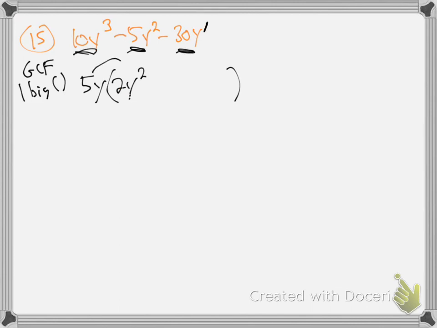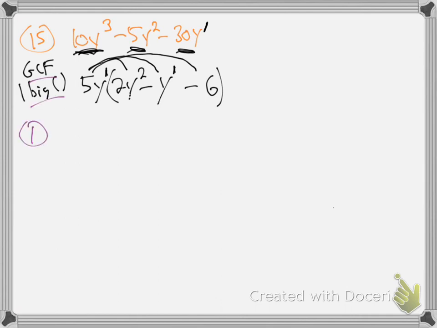2y squared, because 5y times 2y squared, right? Out front numbers multiply, powers add. That would go back to 10y cubed, minus 5y times y. The one power would add to be 5y squared. And 5y times minus 6 would be minus 30y. So we got that? Okay, so that's step 1. Well, that's always the first step, is take out the GCF.